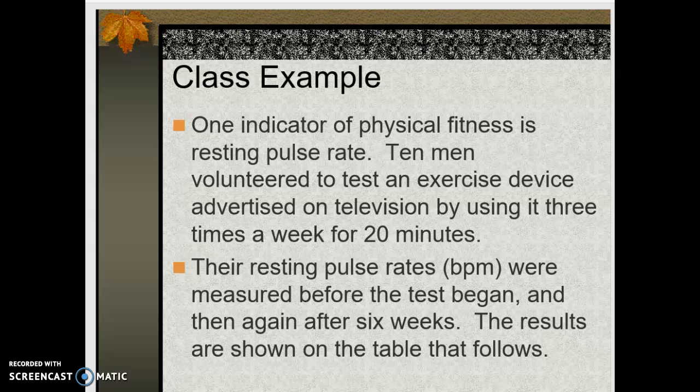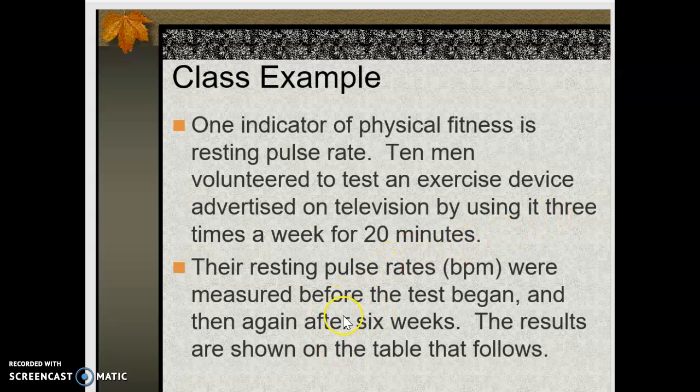Alright, here we go. The class example for chapter 24's mean of differences. So we have an indicator of physical fitness, which is our resting pulse rate. They have 10 men that volunteered to test an exercise device as seen on TV, and they're going to use it 3 times a week for 20 minutes.